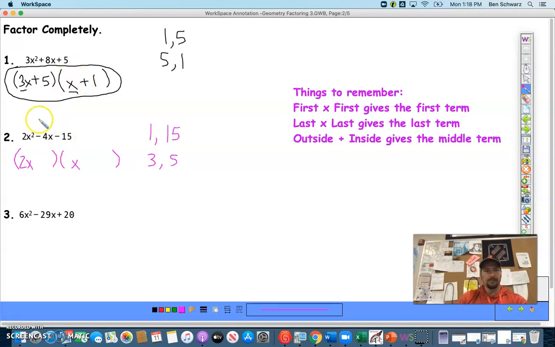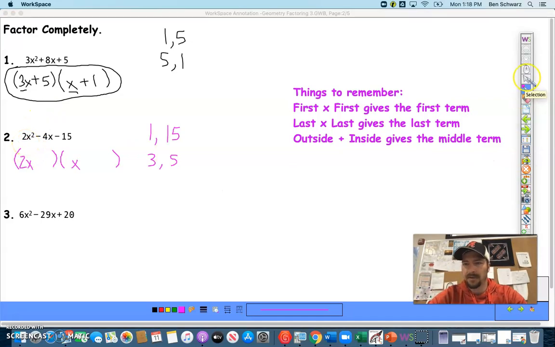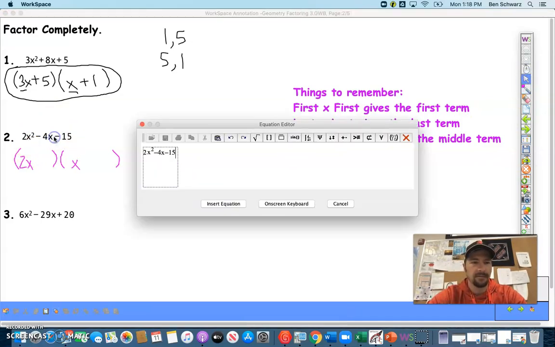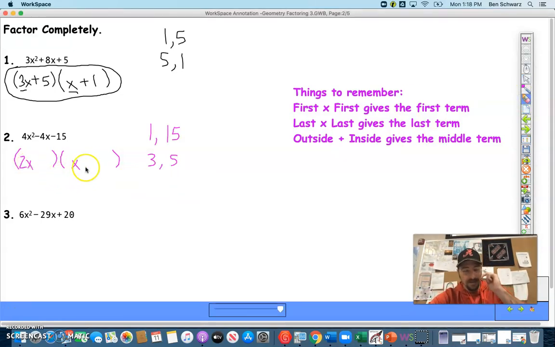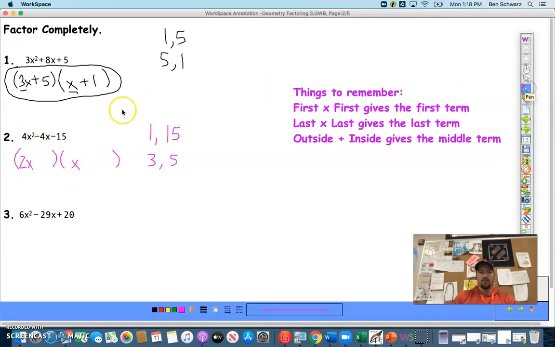Actually, this is a typo. So let me just back up quick. This one's not supposed to be that easy. It's actually supposed to be, if it lets me fix it, 4x squared. So that obviously means that it's not going to be 2x and x, right? We have to have 4x squared. So one possibility would be 2x times 2x, right? Because 2x times 2x would get me 4x squared.